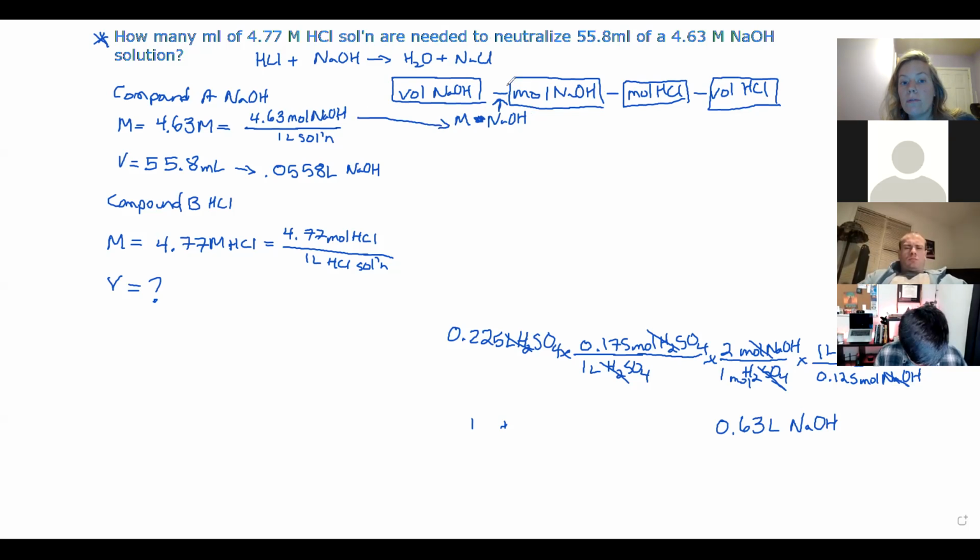The ratio for this problem, HCl to NaOH, is a 1-to-1, right? I know 1 mole of NaOH is equivalent to 1 mole of HCl. It's not always 1-to-1, right? The last problem we did was a 1-to-2. So do make sure you take into account the coefficients. And then this final step here, we're going to use the molarity of HCl, which is this thing down here.